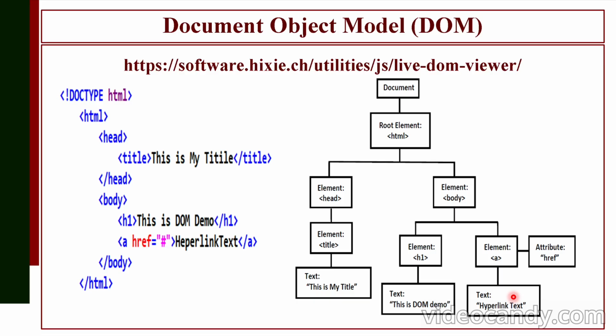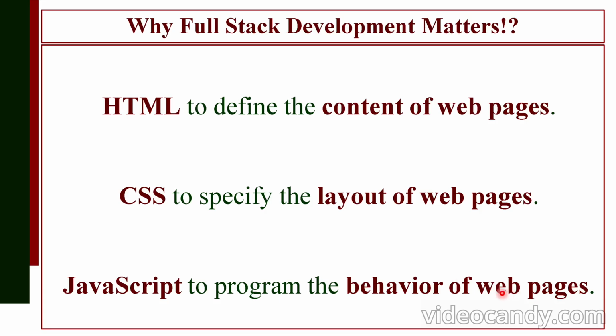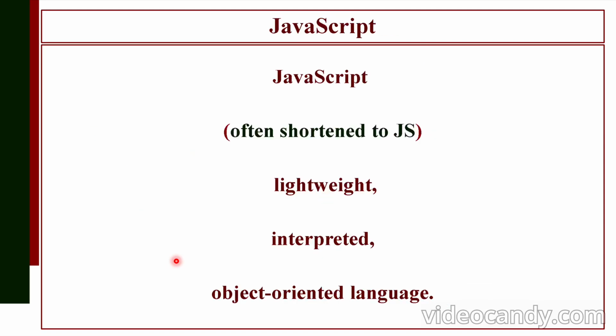When it comes to JavaScript, how will the browser execute JavaScript, right? From the definition point of view, JavaScript is a lightweight interpreted object-oriented language. If it is an interpreted object-oriented language, at minimum we need some sort of interpreter or compiler to execute your JavaScript code, yes or no, right?